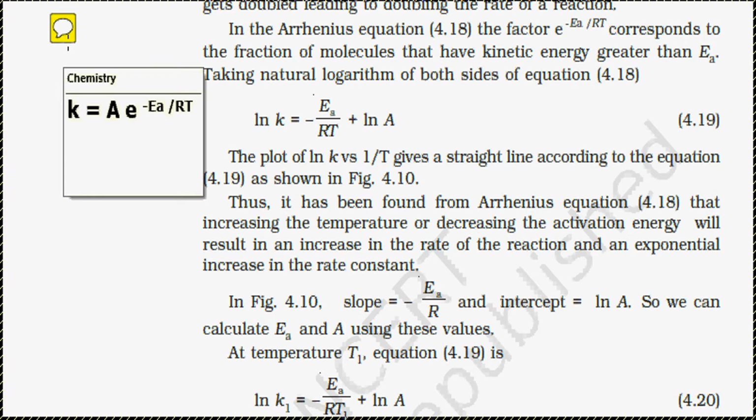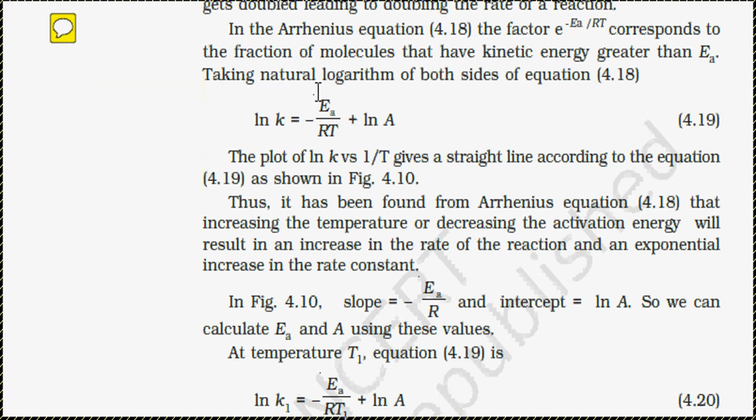Now let us move on to Arrhenius equation. K is equal to A e raised to minus Ea upon RT. Now taking natural logarithm of both the sides of this equation, we get ln K is equal to minus Ea upon RT plus ln A. Now if we plot a graph of ln K versus 1 upon T, we get a straight line.